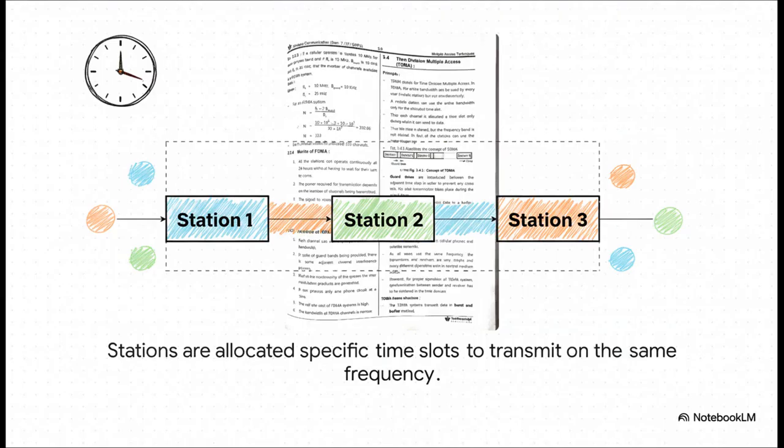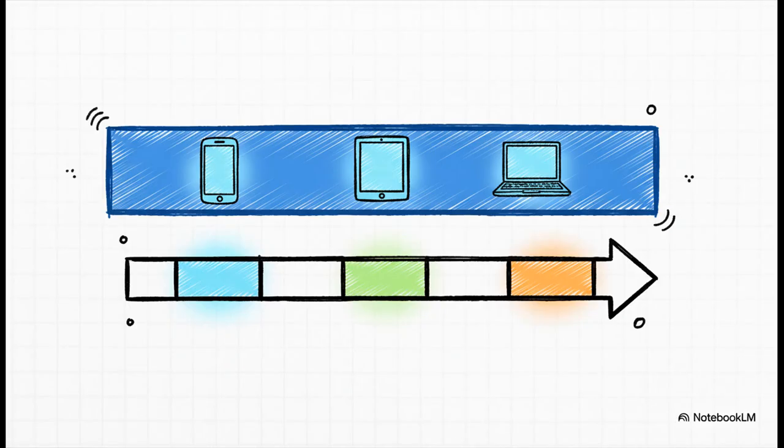Okay, so take a look at this. You've got Station 1, Station 2, Station 3, and they're all talking on the exact same frequency. But, and this is the trick, Station 1 transmits only in its tiny slice of time, and then boom, it goes silent. Then it's Station 2's turn. It transmits and it goes silent. Then Station 3, and on it goes, in a crazy fast repeating cycle. And that right there is the whole game.